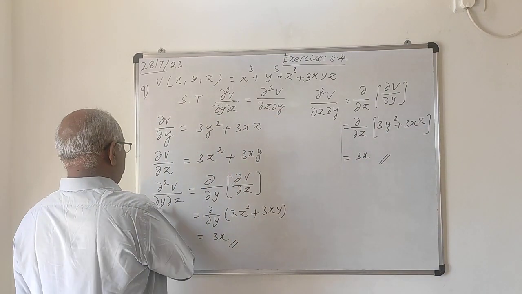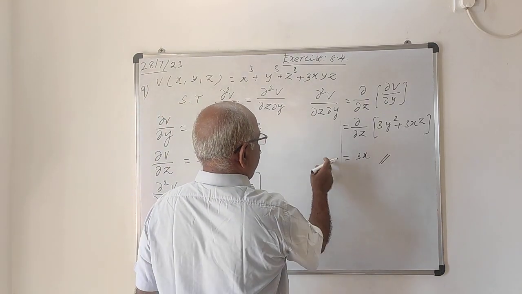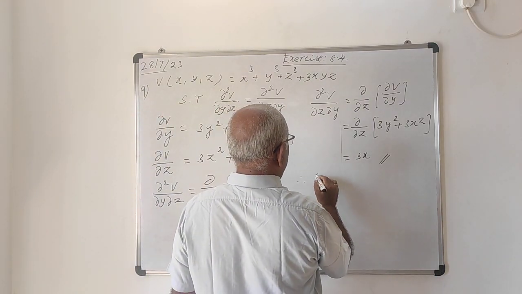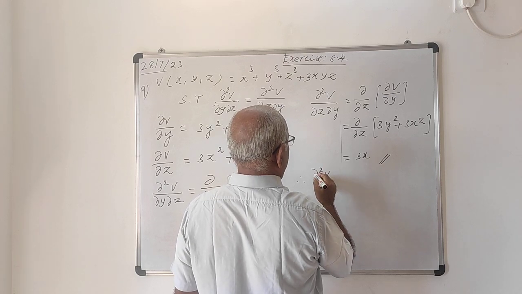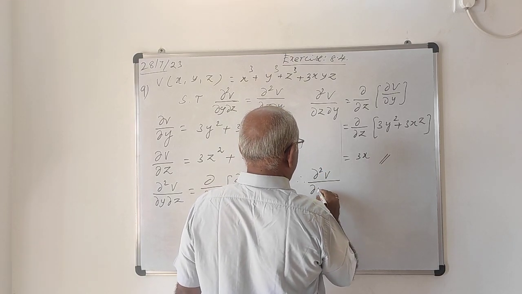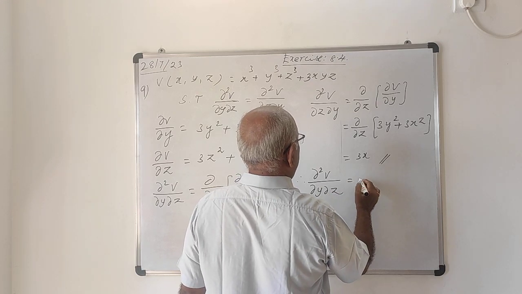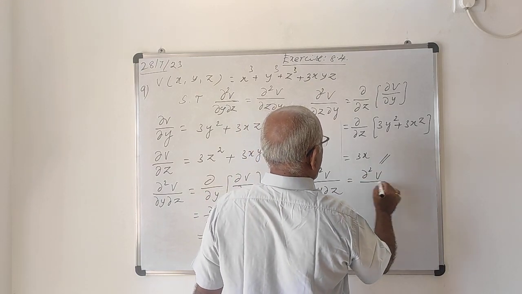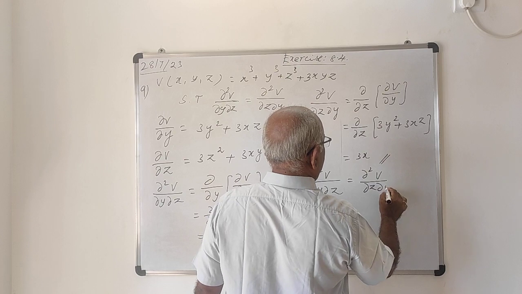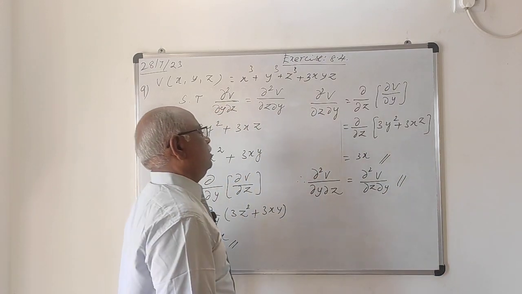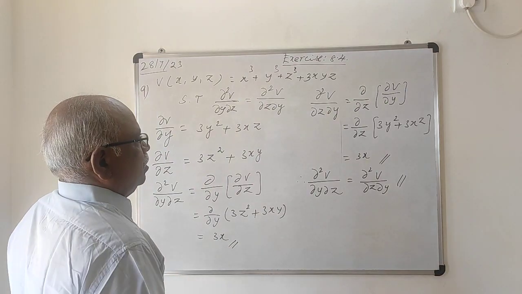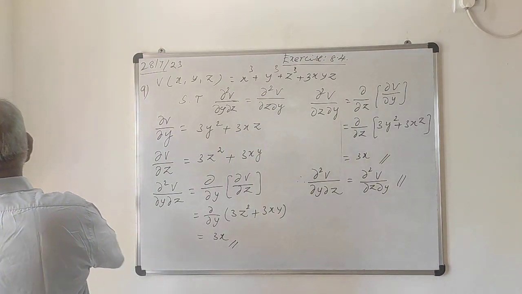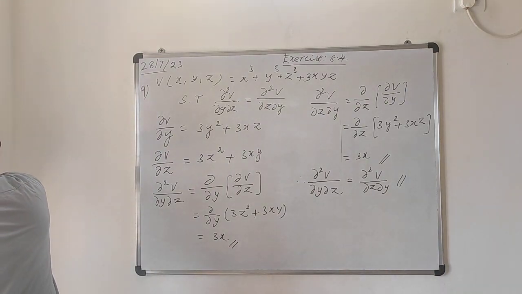So, dou square v by dou y dou z equals dou square v by dou z dou y. Therefore, we have proved both are equal to 3x. So that's all about this problem. Next, one more problem in the exercise. We'll see.